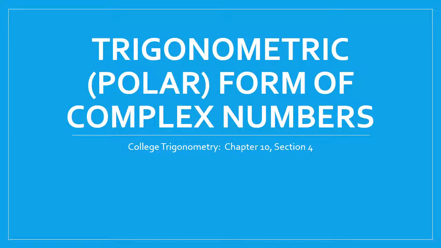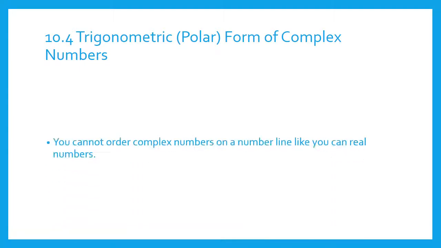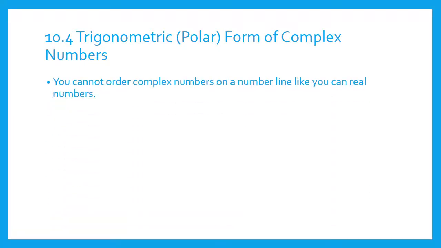College Trigonometry, Chapter 10, Section 4, the trigonometric or polar form of complex numbers. Now, when we think about complex numbers, remember these are the numbers that involve i.